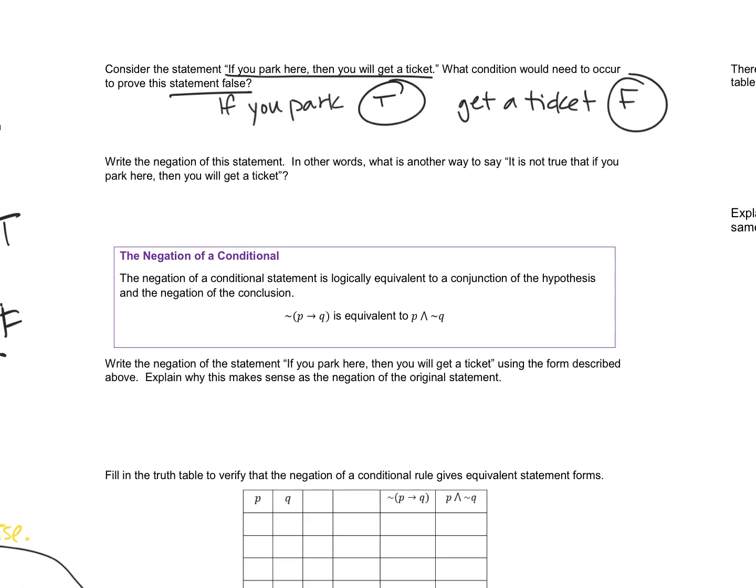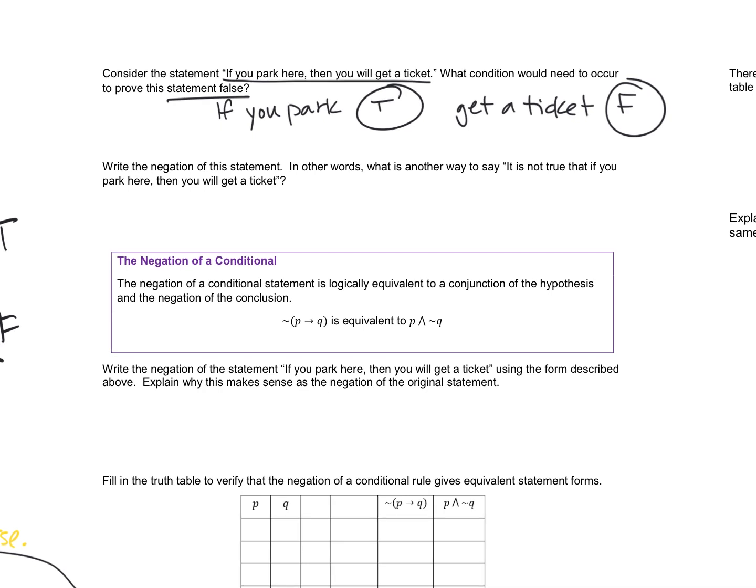So when we think about negating this statement, in other words, another way to say it's not true that if you park here, then you get a ticket, you could really say that you park here without getting a ticket, right? That's what's happening.